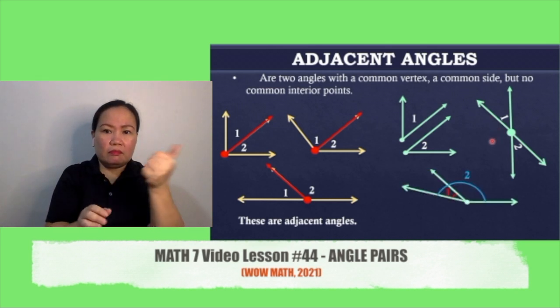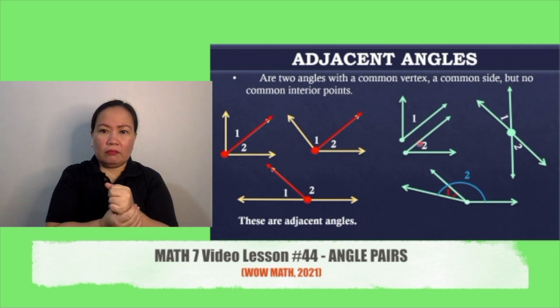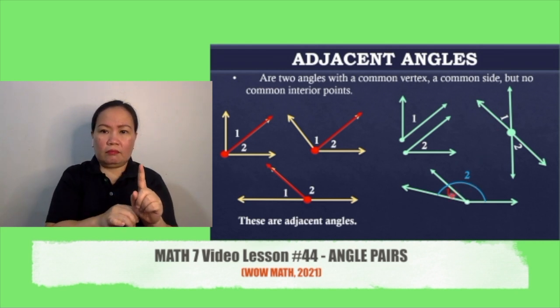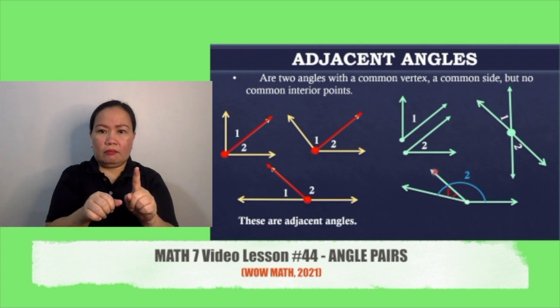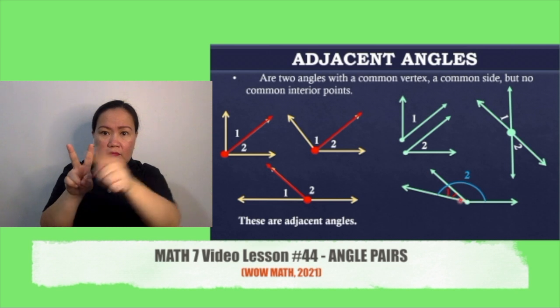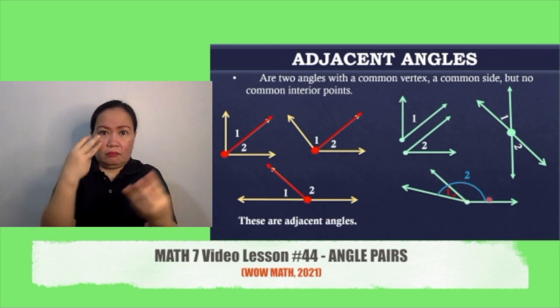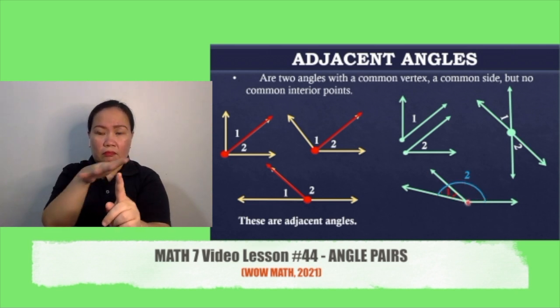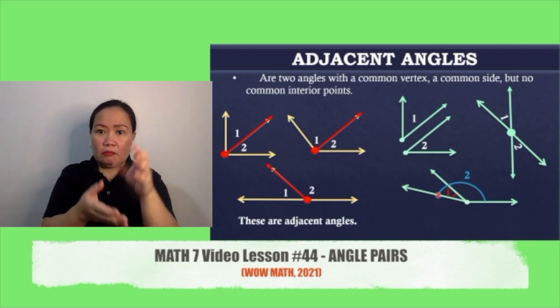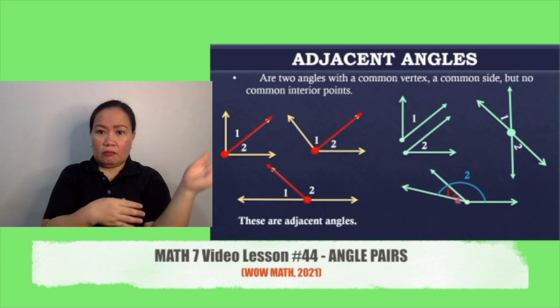Another example is this one. So, here they have no common vertex. Here they have no common side. And this one, so this is angle 1. This is the red one. Okay, so this is only angle 1. Now, angle 2 is this one. Okay, this is your angle 2, the whole thing. If you notice, it has a common vertex. It also has a common side. What is its common side? This one. Because it is a side of angle 1 and at the same time, a side of angle 2.